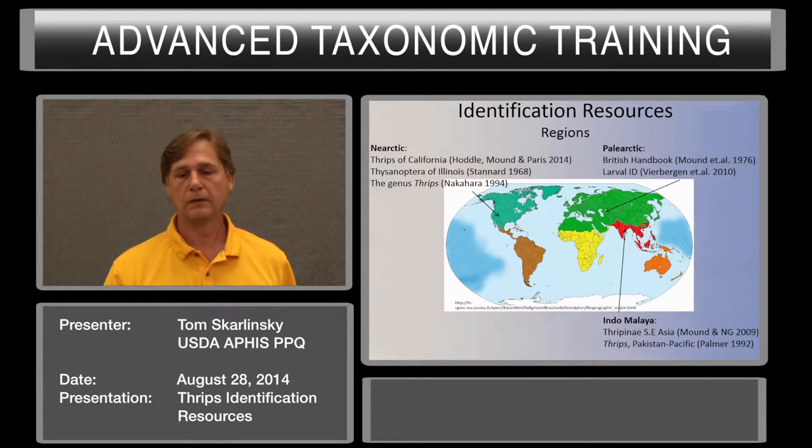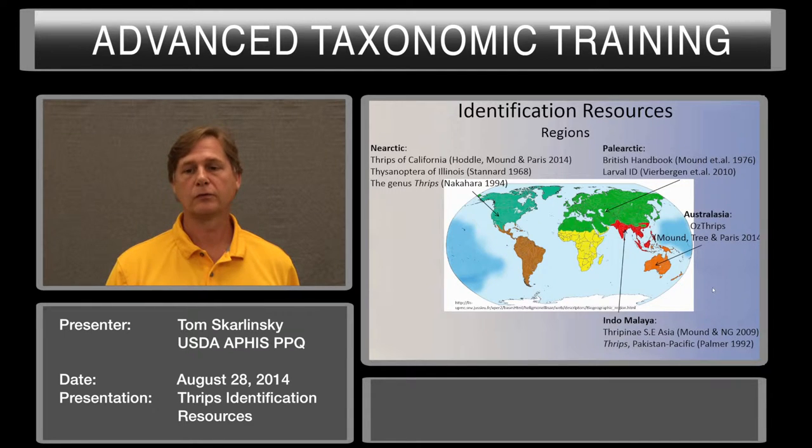As we go south into the Indo-Malaya, or as some people say, the Oriental area, I'm going to show you this one right here first. If I've got a specimen that I know is the genus Thrips, I usually refer to this by Palmer 1992, and he covered all of the species of the Thrips genus from Pakistan to the Pacific. And also, if my interception is from this area of the world, this is a great resource, the Thripinae of Southeast Asia by Mound and Ng of 2009.